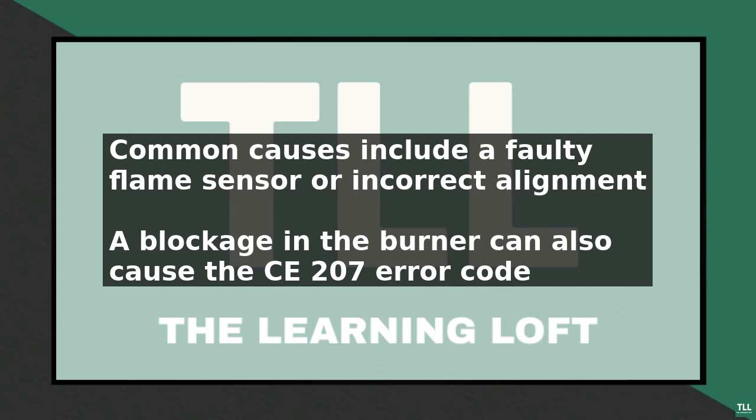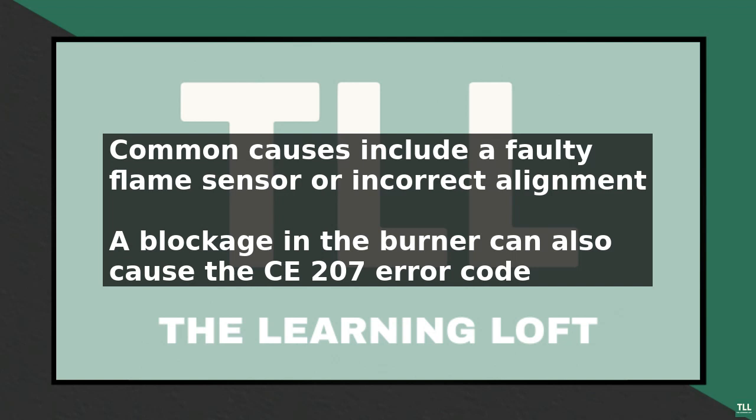To fix the CE 207 error code, start by checking the flame sensor for any signs of damage or wear. If the sensor is damaged, it may need to be replaced. Next, check the alignment of the flame sensor to ensure it is correctly positioned. If the sensor is not aligned correctly, adjust it according to the manufacturer's instructions.